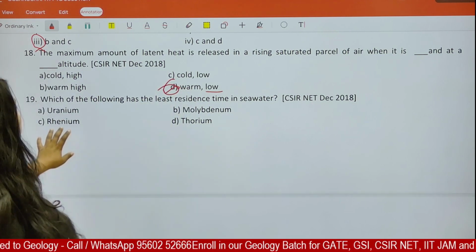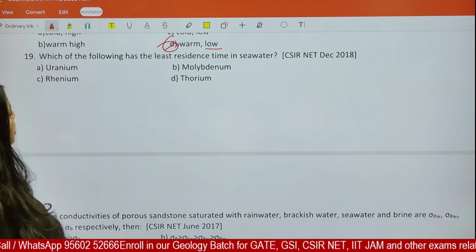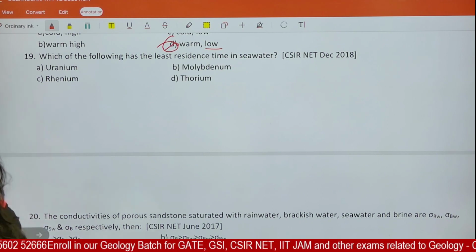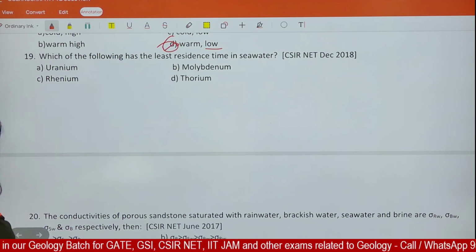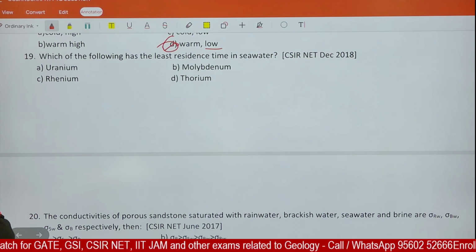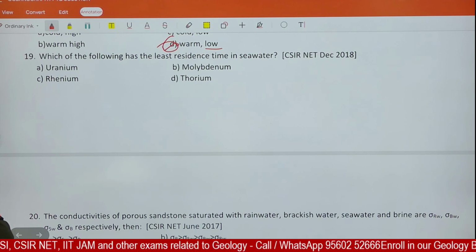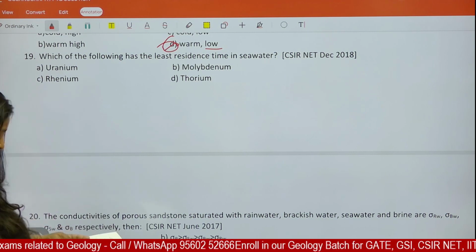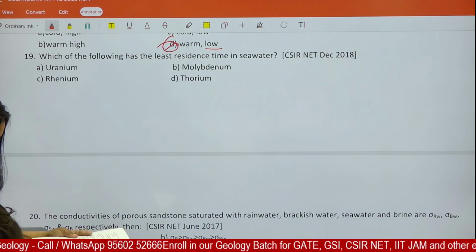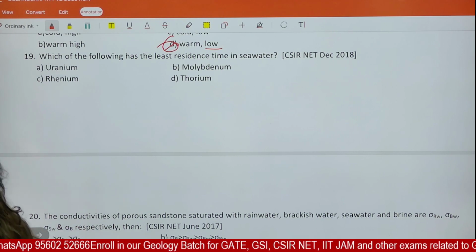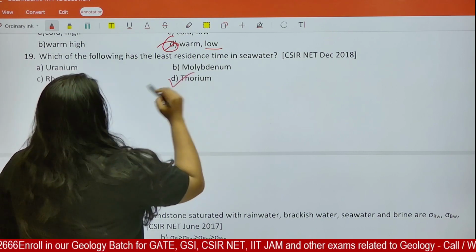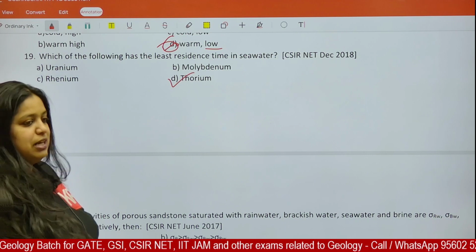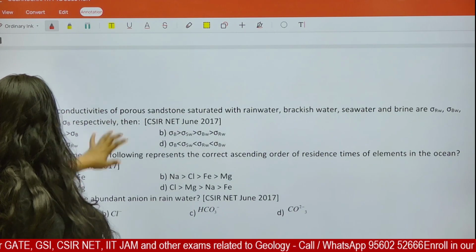Anyway, which of the following has the least residence time in seawater? Uranium, molybdenum, rhenium, thorium. Again, look at another question about residence time. This is why I am mentioning this is a very important section. The answer will be thorium. Thorium has the least residence time.